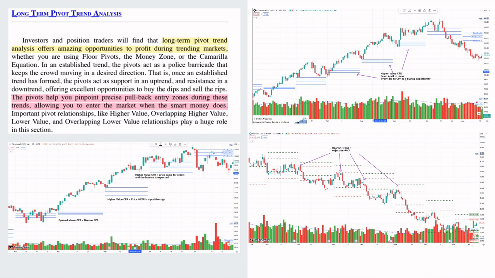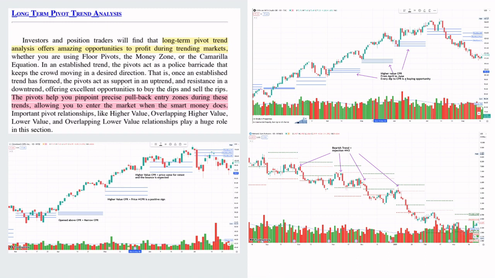The pivots will act as support in an uptrend, and the pivots will act as resistance in a downtrend. So you have to use the opportunity which it is creating to buy the dips or sell at the resistance zone. Clear? So pivots will help you to find proper pullback entry zones to go for a long entry or a short entry. So you have to decide how you are going to make an entry on that.